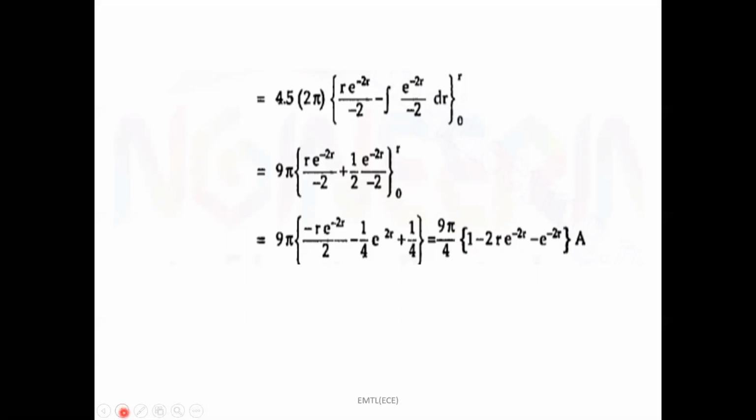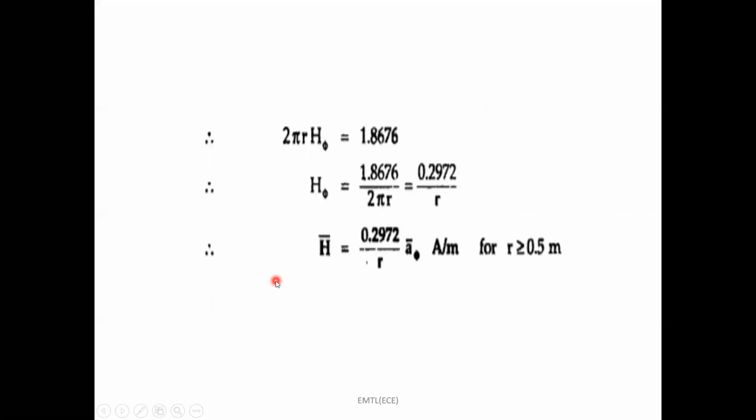amperes. So we have to substitute the r value that is given in the problem, from 0 to 0.5, by taking r equal to 0.5 here, which is equivalent to a current value of 1.8676 amperes. Consider a closed path with r greater than or equal to 0.5, such that the enclosed current I is also 1.8676 amperes. So this is the magnetic field intensity for r greater than or equal to 0.5 meters.